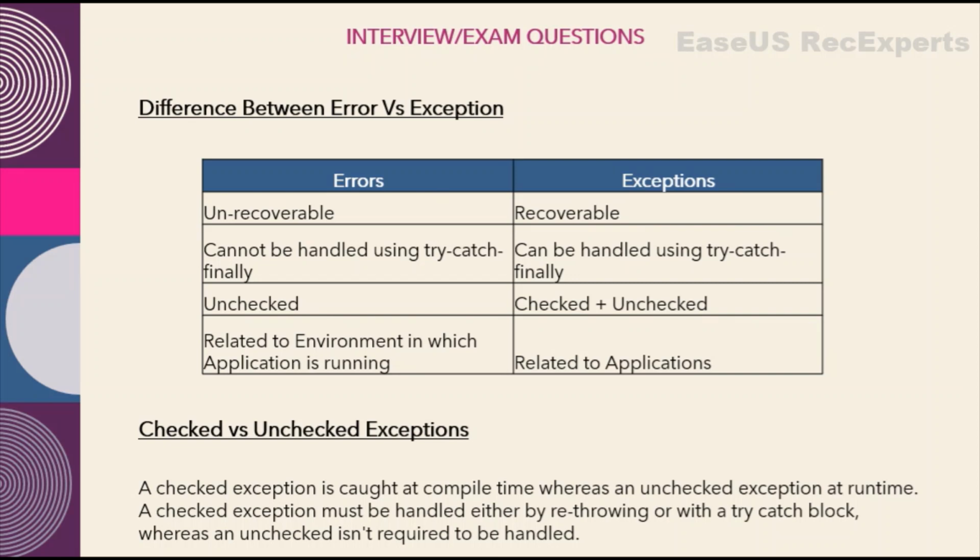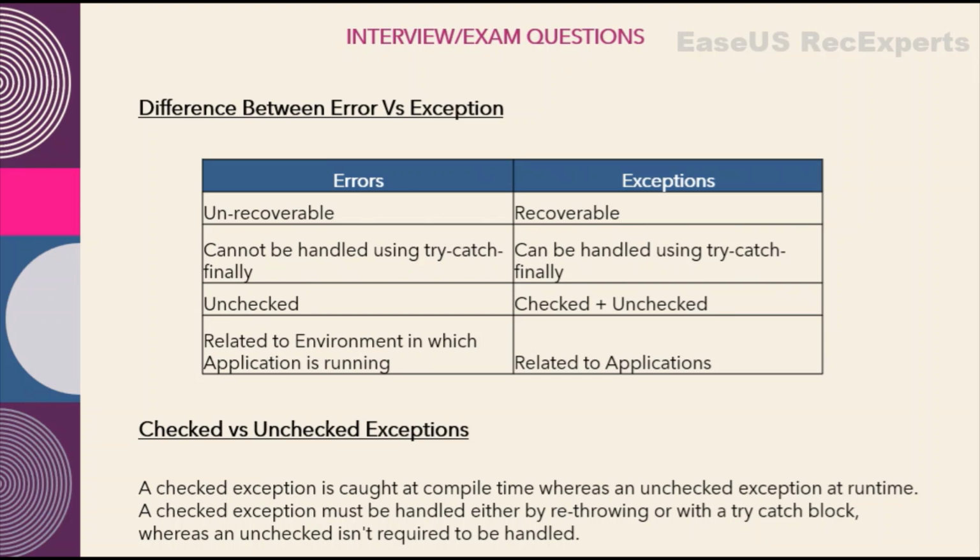On the other side, exceptions are recoverable. We have seen in the case of arithmetic exceptions and array index out of bound exceptions as well, that we can handle them and the program can recover from them and the normal flow of the program can be maintained. The next difference is, errors cannot be handled using try, catch or finally blocks. On the other hand, exceptions can be handled using try, catch and finally blocks.